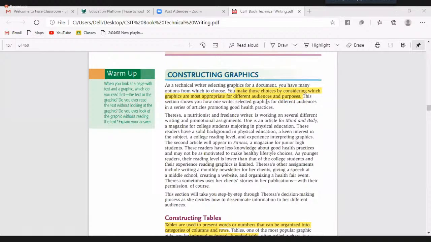So when you prepare a technical document, and you construct graphics, before this, you must know about your audiences and the purpose of the document. I mean, you have to know which graphics are most appropriate for different audiences. You must have the knowledge of this. Only then, if you use graphics for your readers, will that be effective.